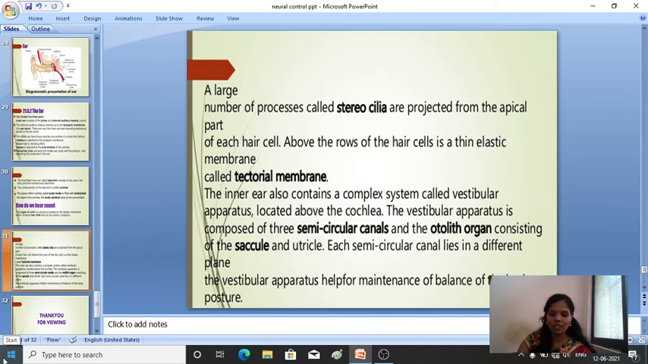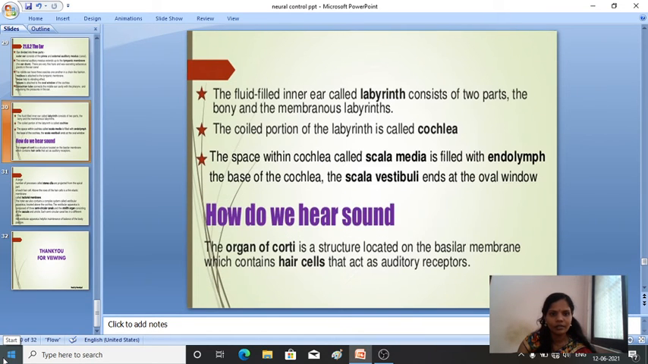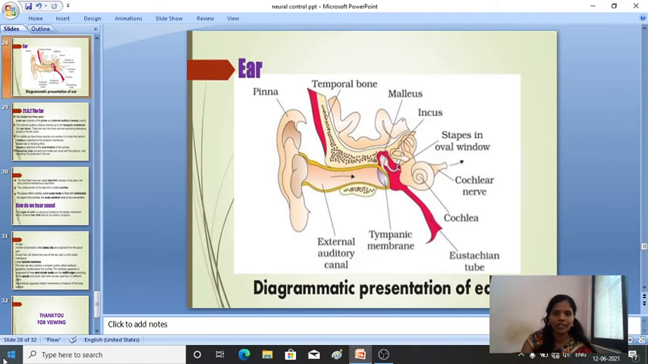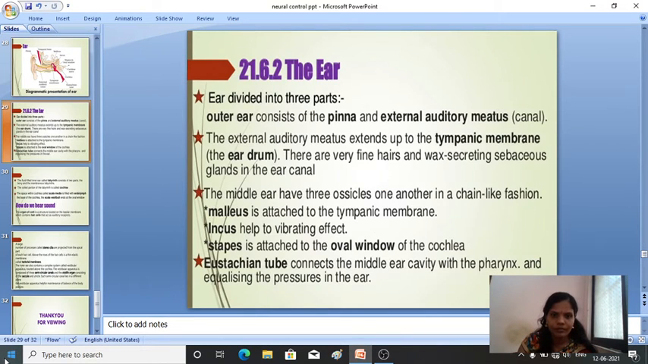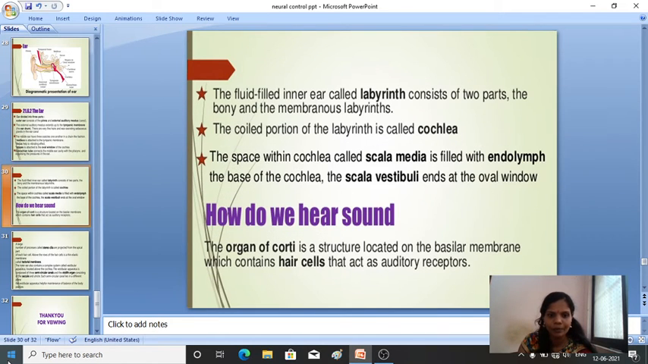Fine. So this is the mechanism of how we hear. This is the structure of the ear, and what are the parts of the ear? Here it is divided into how many parts? The outer ear consists of the pinna, the external auditory meatus and the tympanic membrane, commonly called the eardrum. Then the middle ear has three ossicles, one after another in a chain-like fusion: malleus, incus and stapes, and the eustachian tube is present. So how do we hear? Generally it is a mechanism.